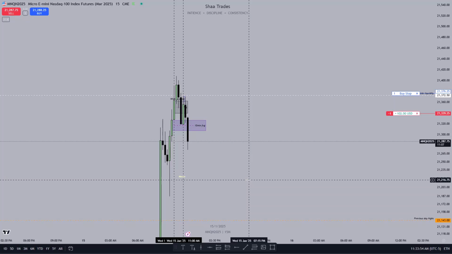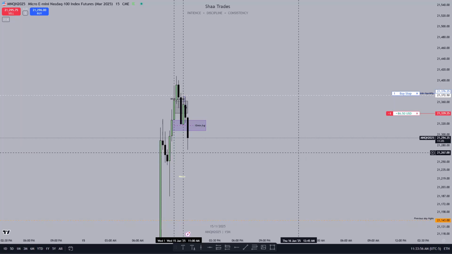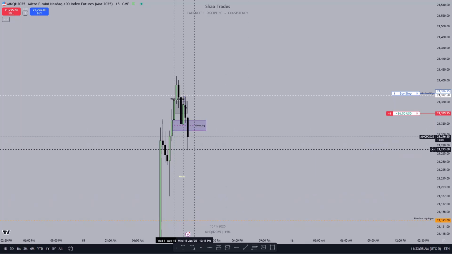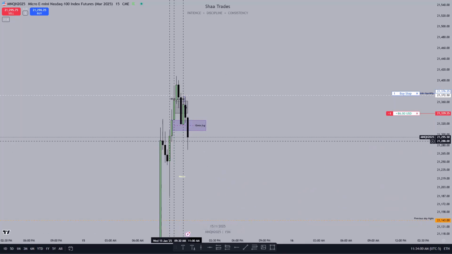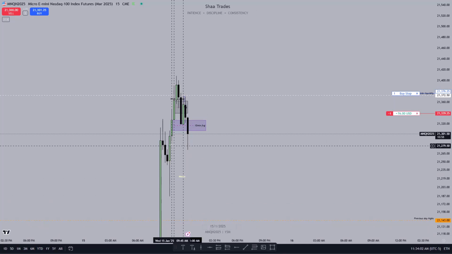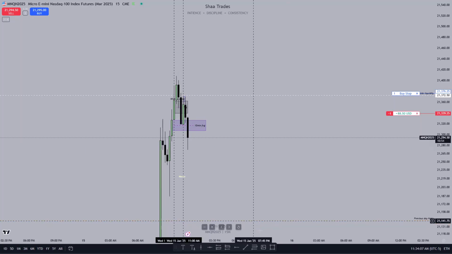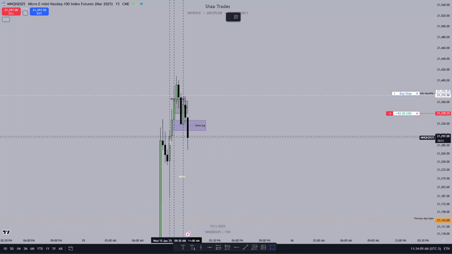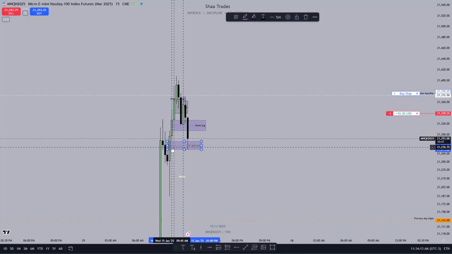All right, guys, so we are back. Now we have this 15-minute fair value gap. Oh, if I could get it. Come on, there we go. Now we have this 15-minute fair value gap for price. We want to see price close between here.